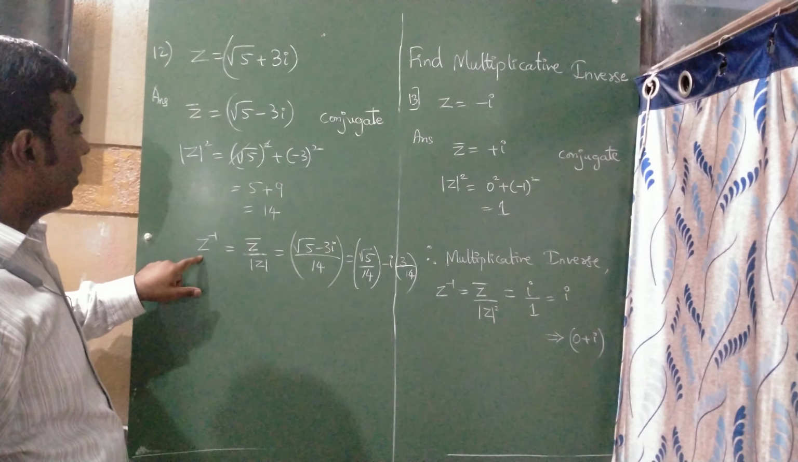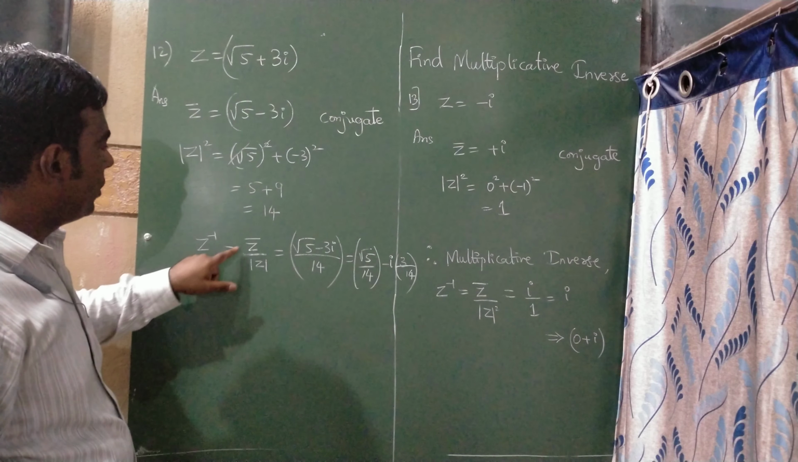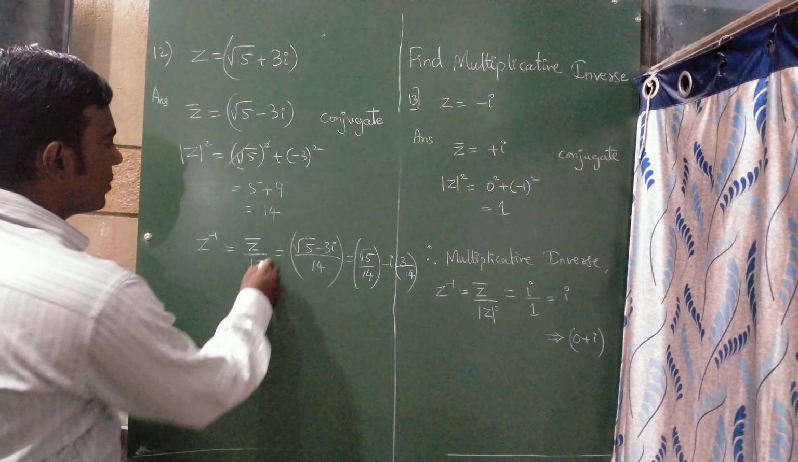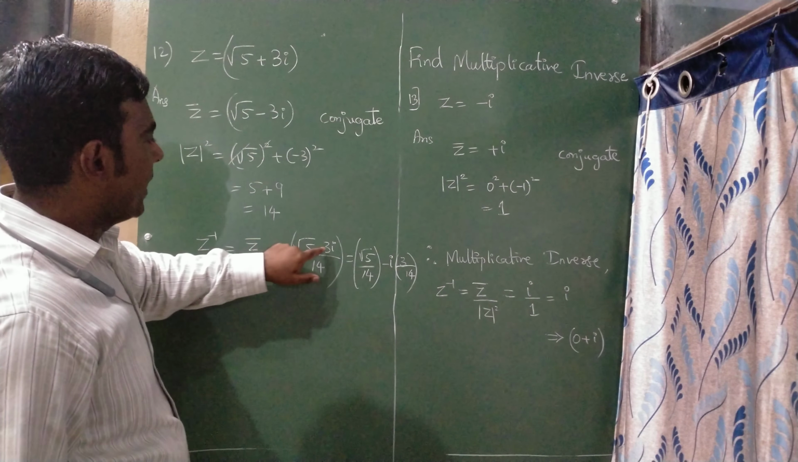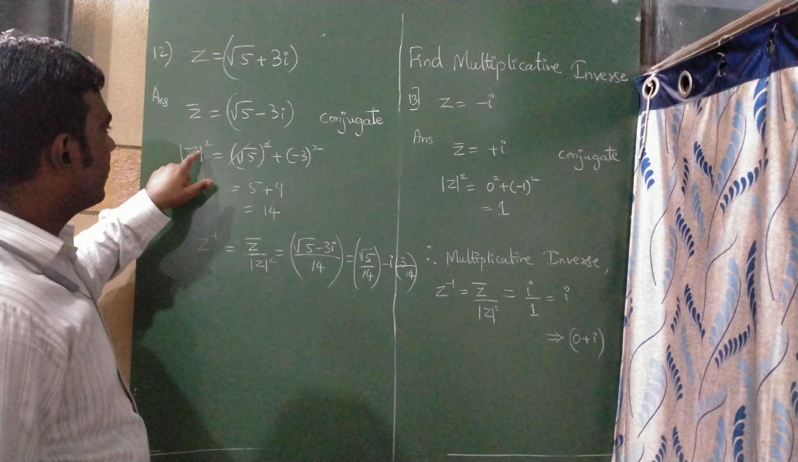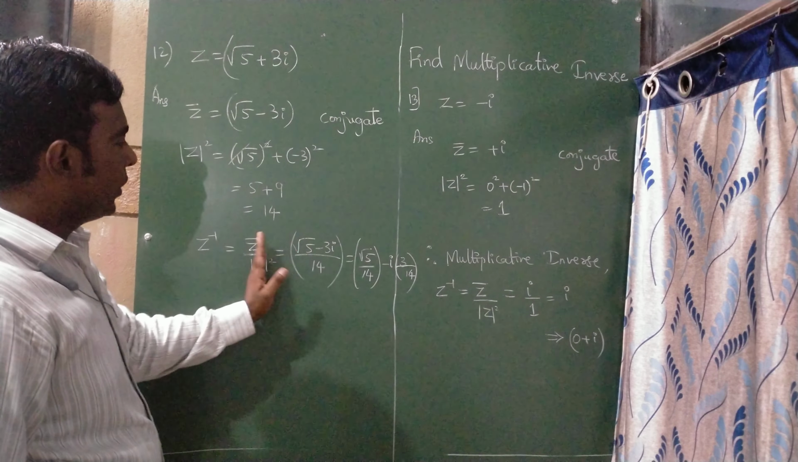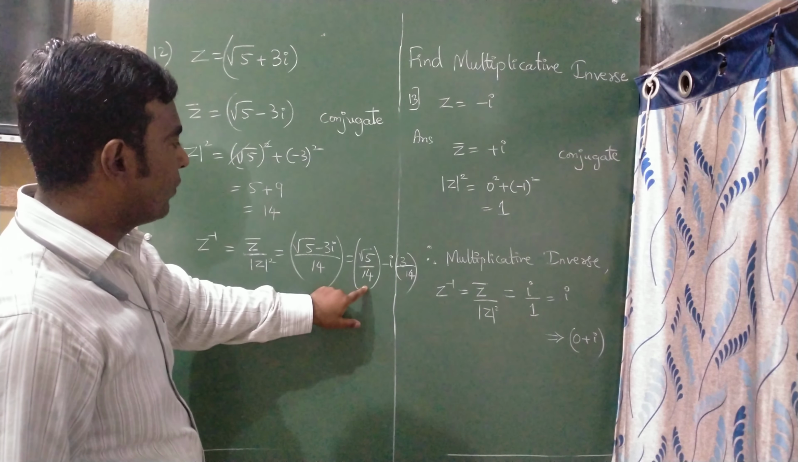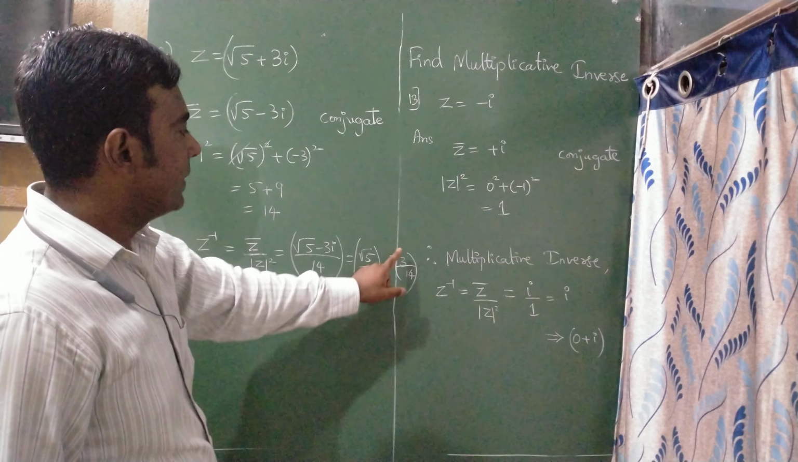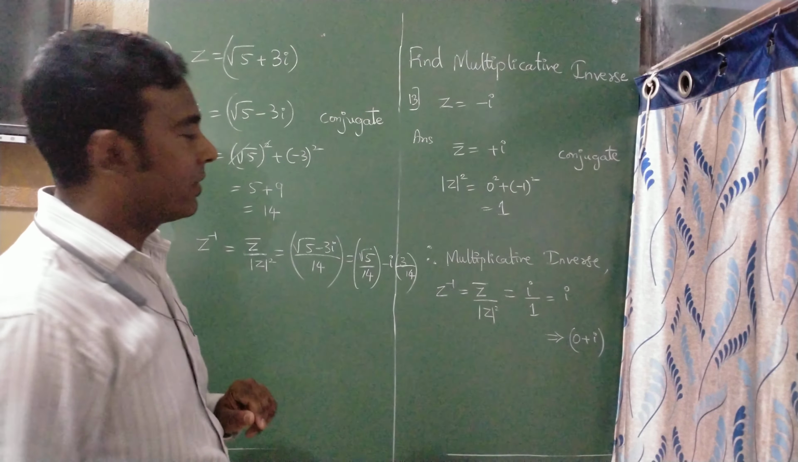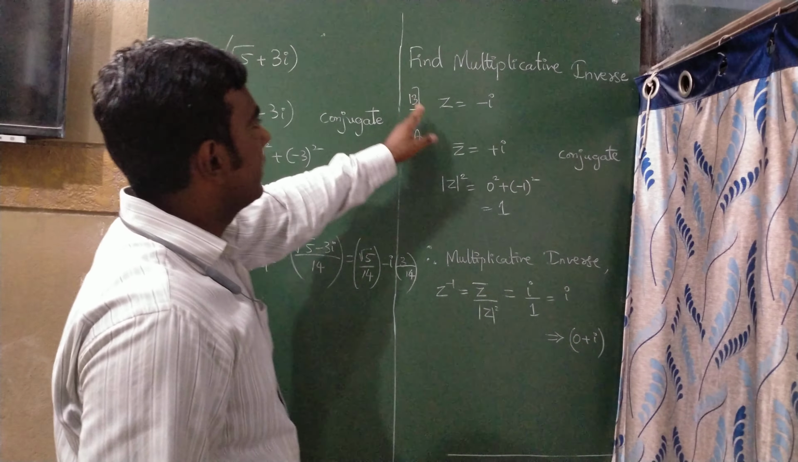Now we need to find z raised to -1, which is equal to z bar divided by modulus of z square. Now what is z bar here? Root 5 minus 3i divided by modulus of z square, which is 14. Now I am going to separate this: root 5 divided by 14 minus i 3 divided by 14. This is the real part and this is the imaginary part. Fine.